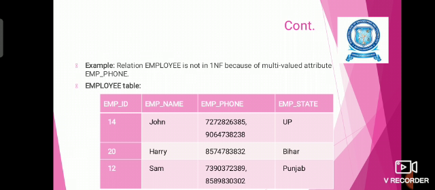Now, let us see one example. Employee table. This employee table is not in 1NF because the attribute employee phone number has multiple values for an entity. For example, John has 2 contact numbers. Also another person, Sam, has 2 contact numbers. So here one attribute is a multi-valued attribute, and this relation is not in first normal form.